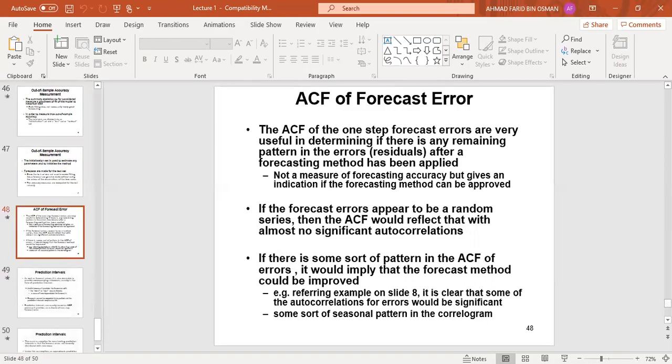And then the ACF of the forecast errors, the one-step forecast errors, is very useful in determining if there is any remaining pattern in the errors or residuals after the forecasting method has been applied. It is not a measure of forecasting accuracy, but it gives an indication of whether the forecasting method can be improved.